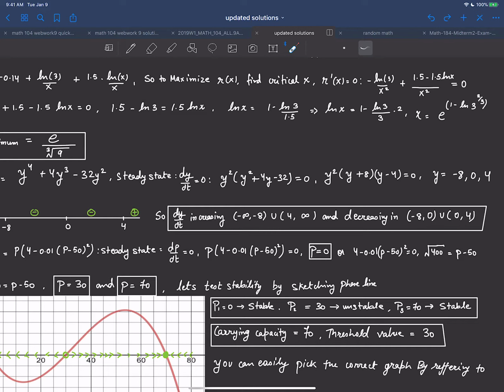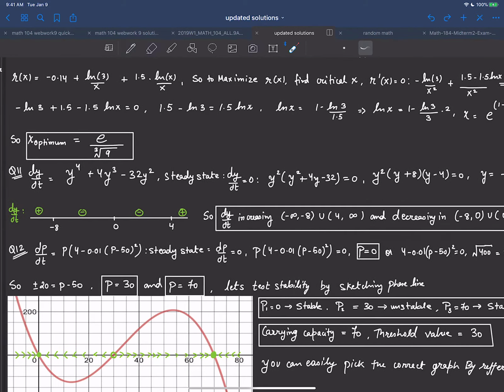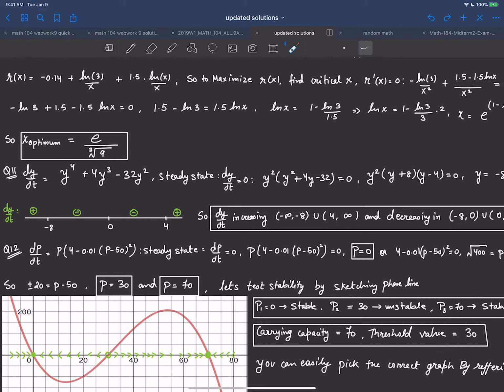Now you have to see wherever the function is increasing or decreasing, so the solutions are increasing or decreasing. All you have to do is check the sign of dy/dt in the intervals given, like you did in the curve sketching part of the course. So you have to label all these things: negative 8, 0, and 4.